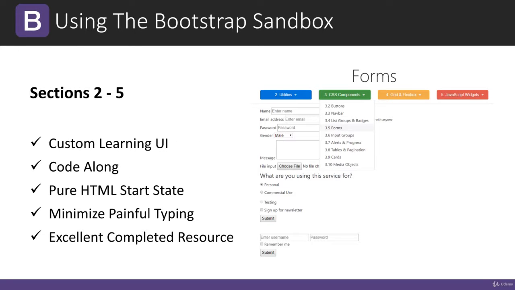So let's talk a little bit about what the Bootstrap Sandbox is. It's basically a custom UI that I created that is broken up into different sections that correspond with the course, and each one starts with just bare HTML, and then in each lecture we'll be adding the Bootstrap markup together and talking about what it is, what it does, and so on. And this will prevent you from having to type out all of the basic HTML stuff. We can just focus on Bootstrap itself. So it's broken up into four different sections: utilities, CSS components, the grid and flexbox, and then JavaScript widgets.